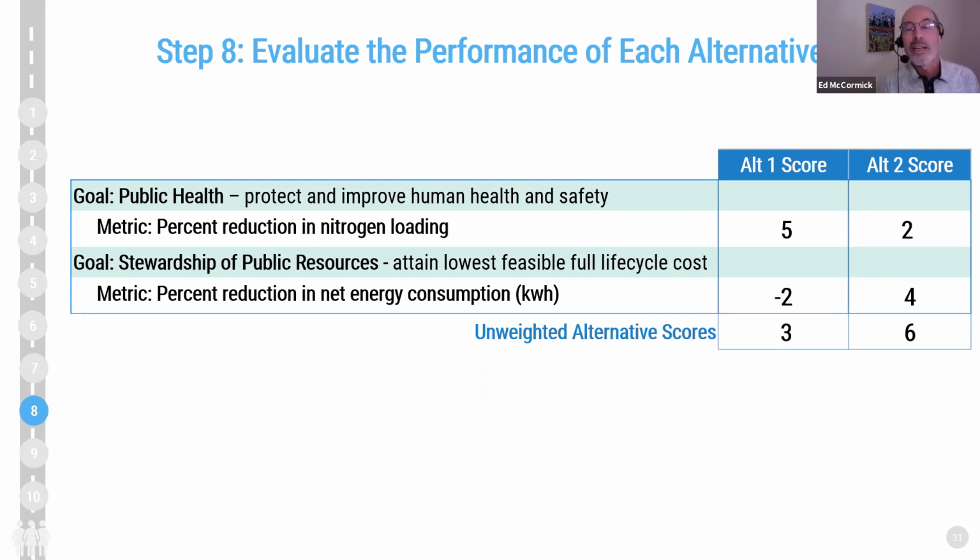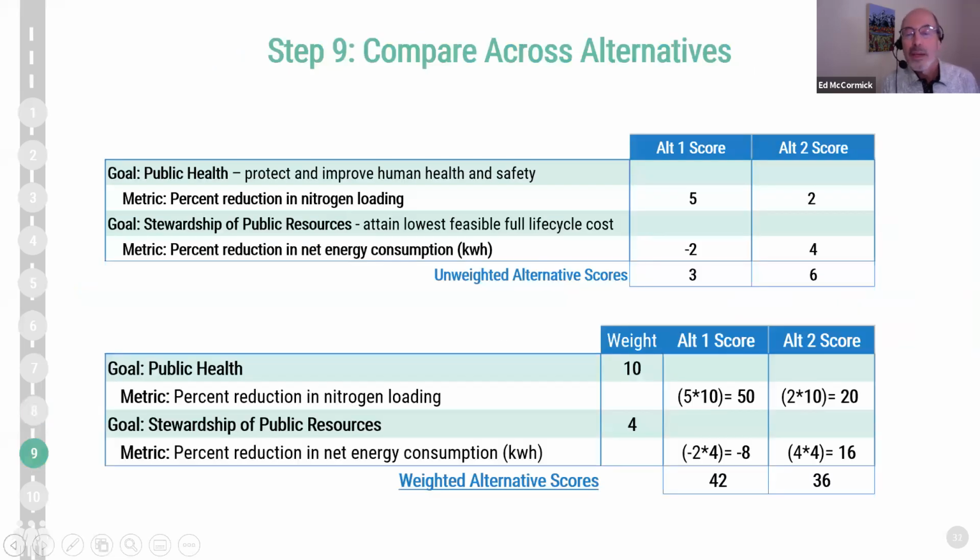Next slide, we're going to take a look at both the unweighted as well as the weighted. So next slide, Terry. Thank you. So if you look at the bottom table, the top table is the same thing you just looked at, which shows the unweighted. Now you weight the scores. So going back to the weighting of your public health goal, it's a weighting of 10.